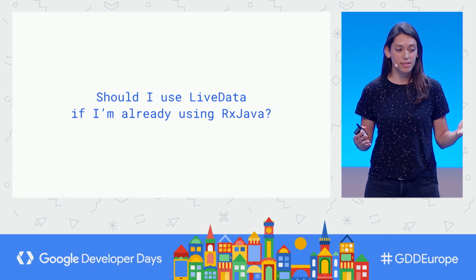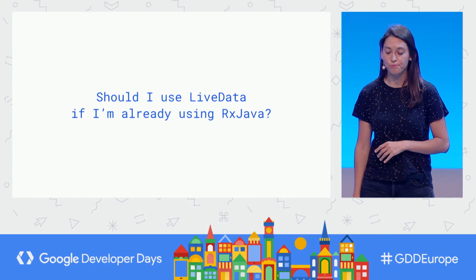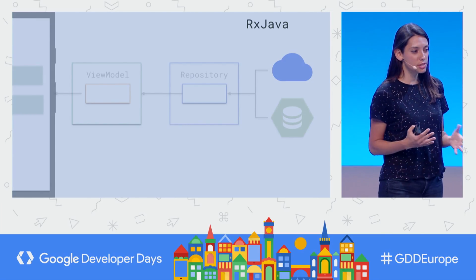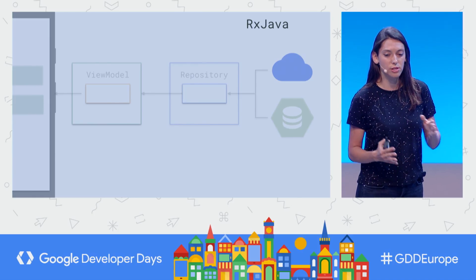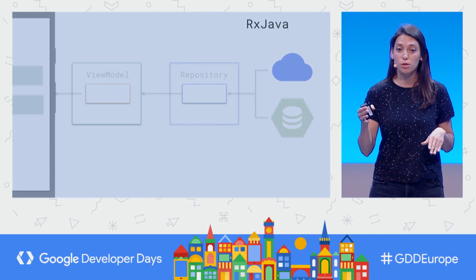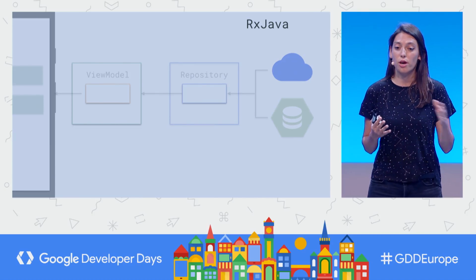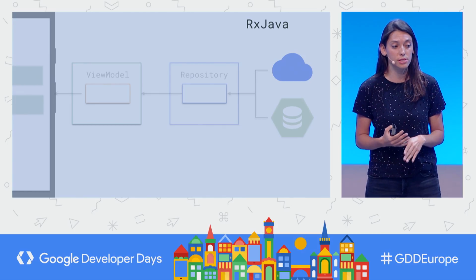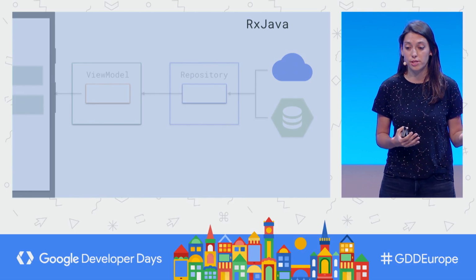Should I use live data if I'm already using RxJava? If you're already using RxJava, chances are your project looks something like this. You're using it throughout the entire application. You're using it on the network part, on the database part. You have a repository that exposes flowables or observables, and view models that also do that.